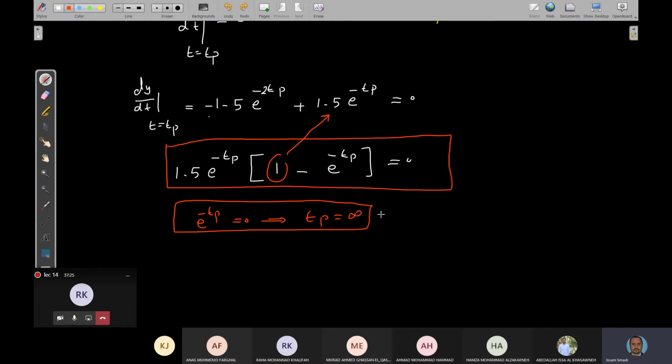Can you see it? If I evaluate, this will be 1.5 exponential minus TB minus 1.5 exponential minus 2TB. You know that exponential of x multiplied by exponential of x is equal to exponential of 2x. So from here, we reach TB equal to infinity, and this is correct. What about if 1 minus exponential minus TB is equal to 0? This implies that TB is equal to 0.